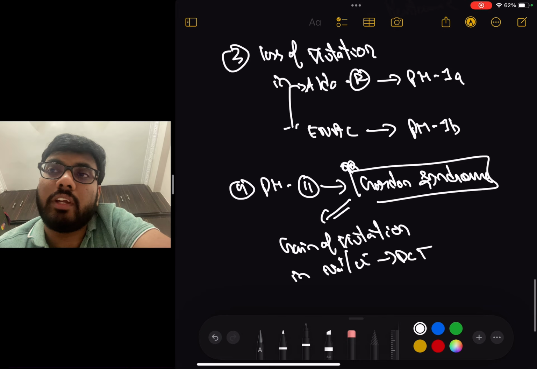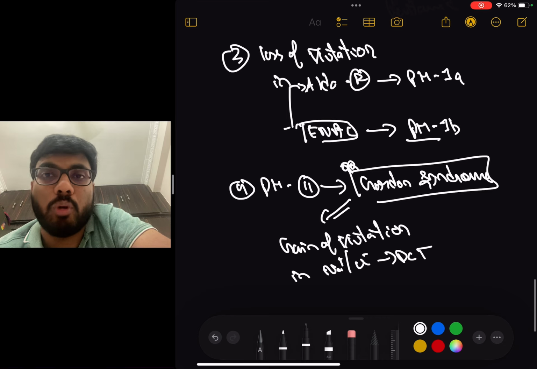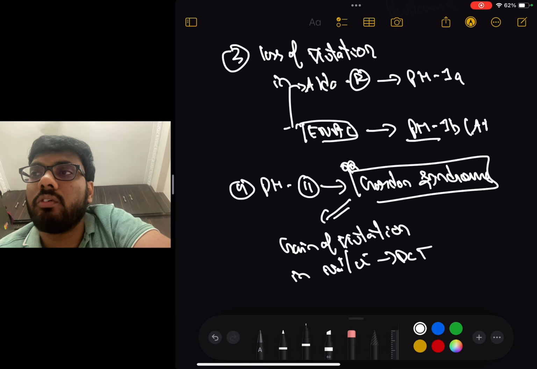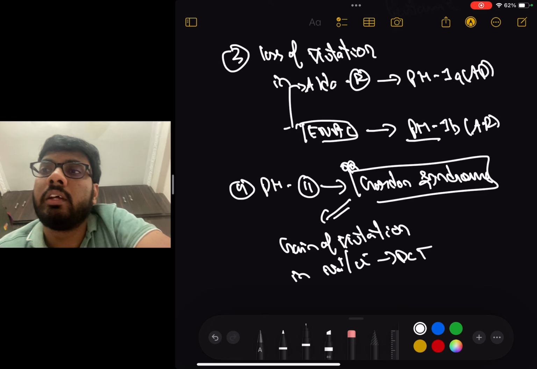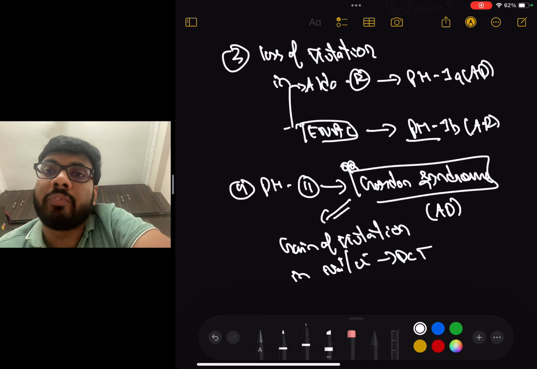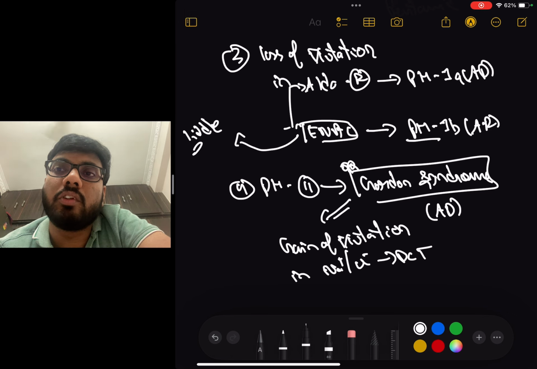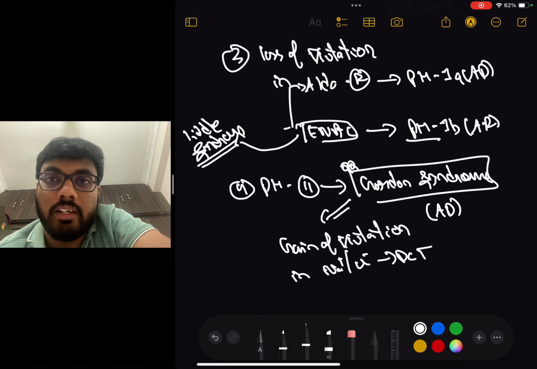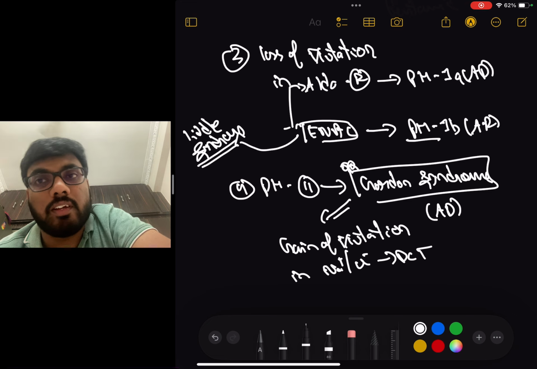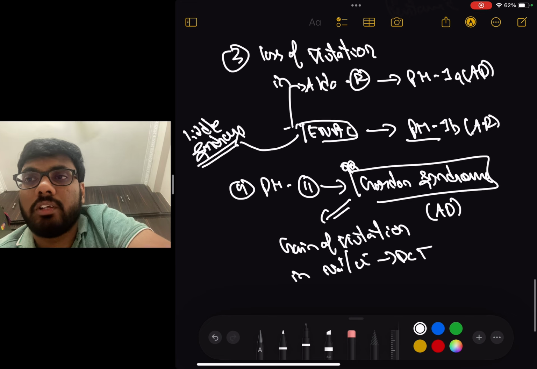Loss of mutation in ENaC channels produces pseudohypoaldosteronism type 1B, which is autosomal recessive. This is autosomal dominant. Even Gordon is also autosomal dominant. Gain of mutation in ENaC produces Liddle syndrome. These are different channelopathies. I will be taking a separate class on the channelopathies, and I will explain Liddle syndrome there as well.